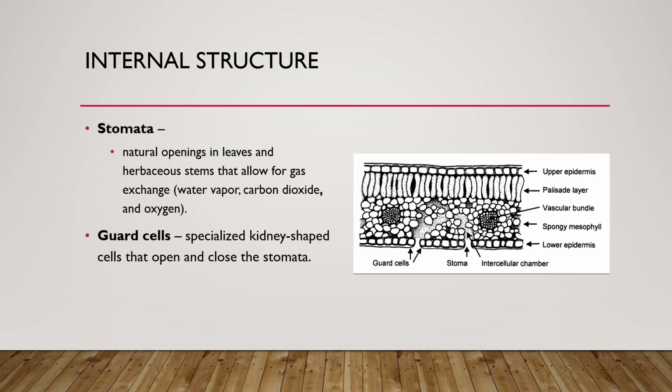So I mentioned the stomata earlier. These are natural openings in leaves and in herbaceous stems that allow for gas exchange. And that's water vapor, carbon dioxide, and oxygen. So the plant takes in carbon dioxide, it releases water vapor and oxygen. So guard cells are there to protect against excessive loss of water. They're specialized and kidney shaped. These are the cells that open and close the stomata. And you can see they're generally on the lower portion of the leaf.